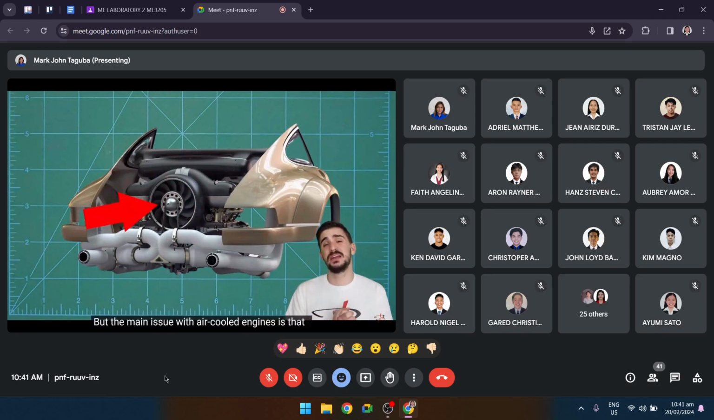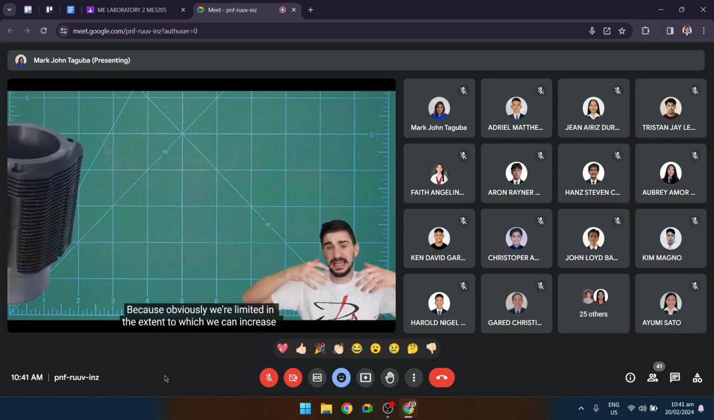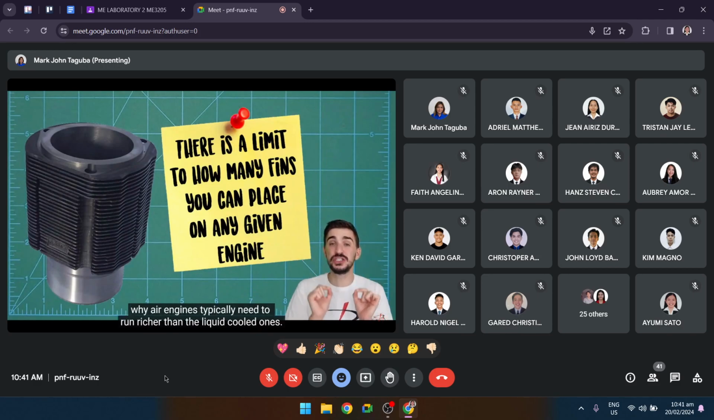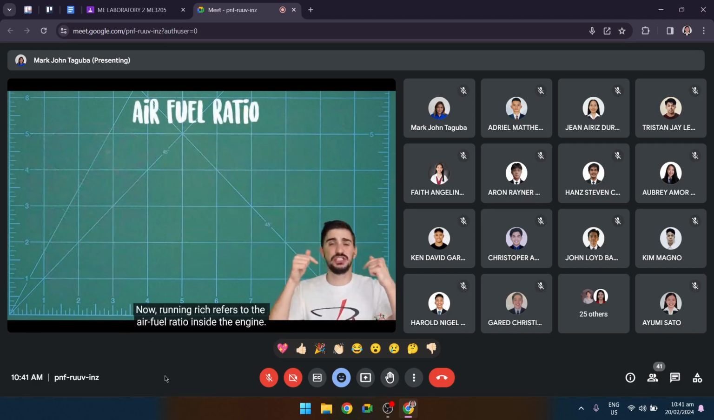But the main issue with air-cooled engines is that they're inherently limited in their cooling capacity, because obviously we're limited in the extent to which we can increase the outer surface area of the engine with fins. And this limited cooling capacity is one of the main reasons why air-cooled engines typically need to run richer than liquid-cooled ones. Now, running rich refers to the air-fuel ratio inside the engine.